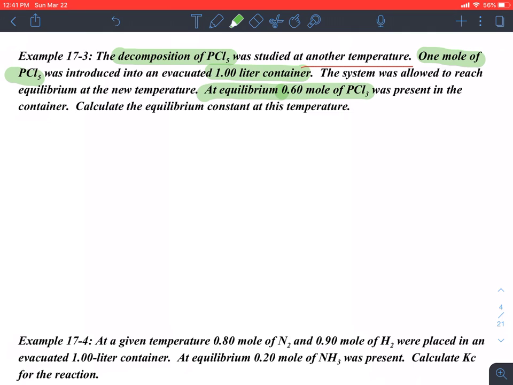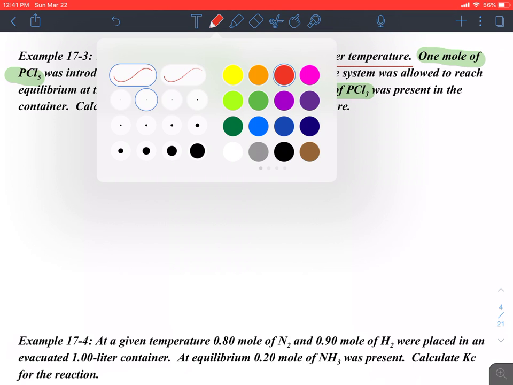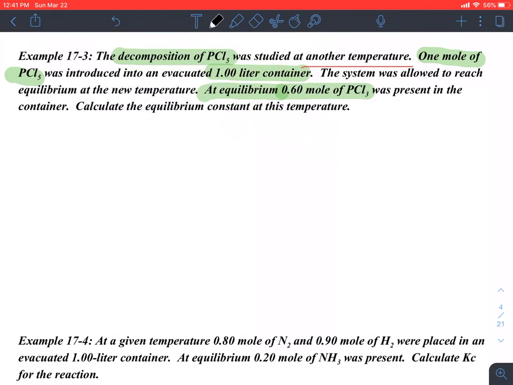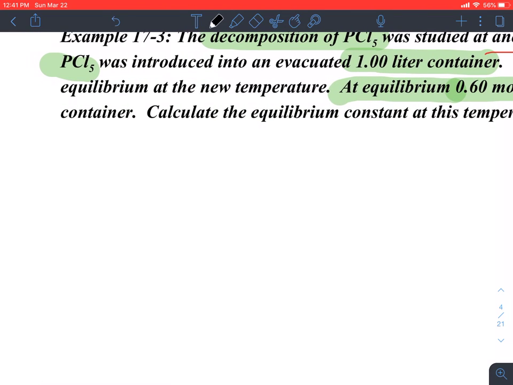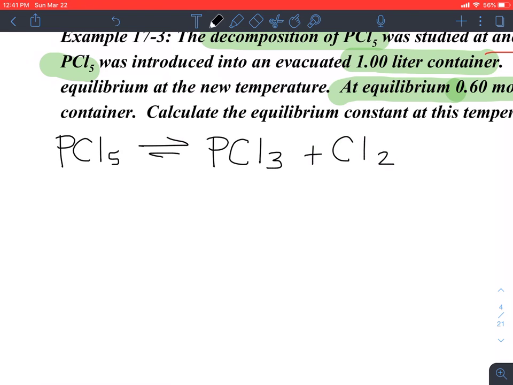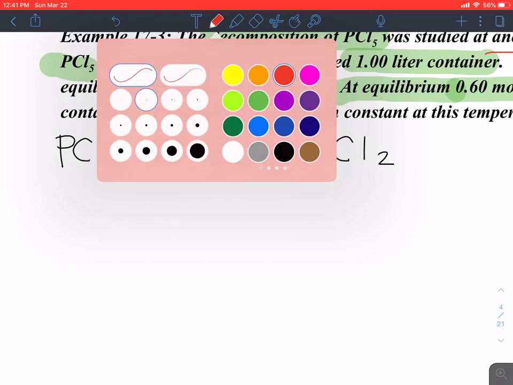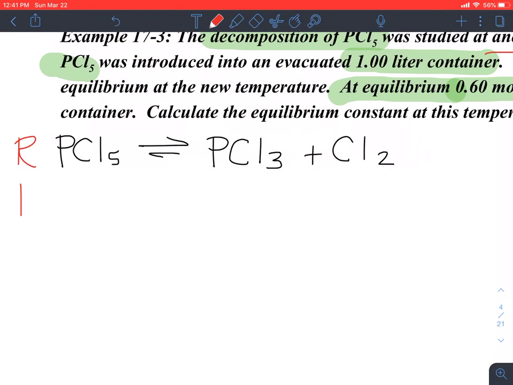Okay, so here we're going to need a couple of things. Our first thing is we need a working reaction. So PCl5 yields PCl3 plus Cl2. And we already know that this is balanced. We're going to set up the RICE table that we learned a couple of units ago, and we're going to perform a RICE calculation.